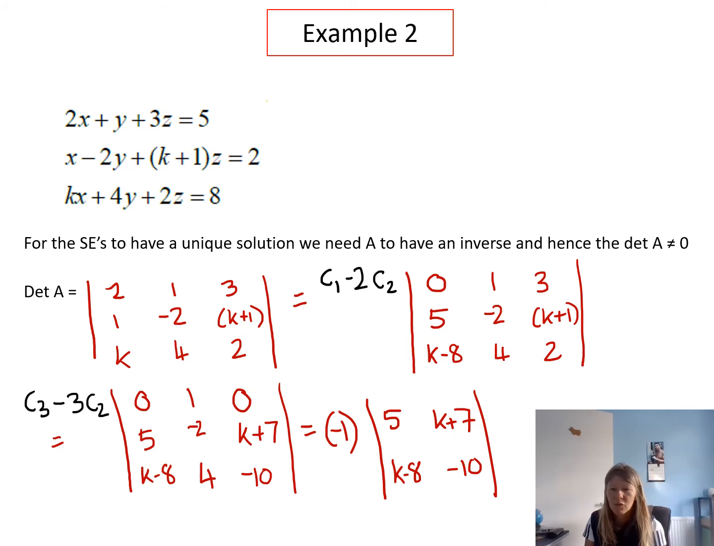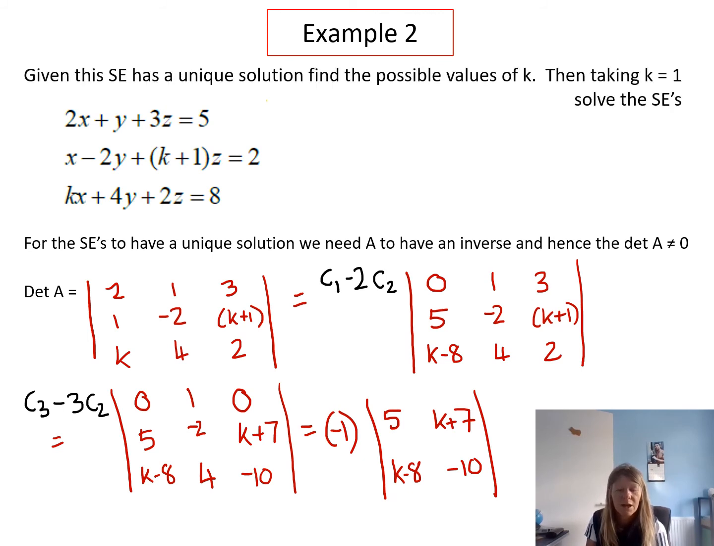So I just need a bit more space. I'll go over to the next slide. Oh, look, there is part of the question. Then what did it say? Solve the simultaneous equations, has a unique solution, find the possible values of k. Then taking k to be 1, solve these simultaneous equations. Okay, all right. A bit more info.